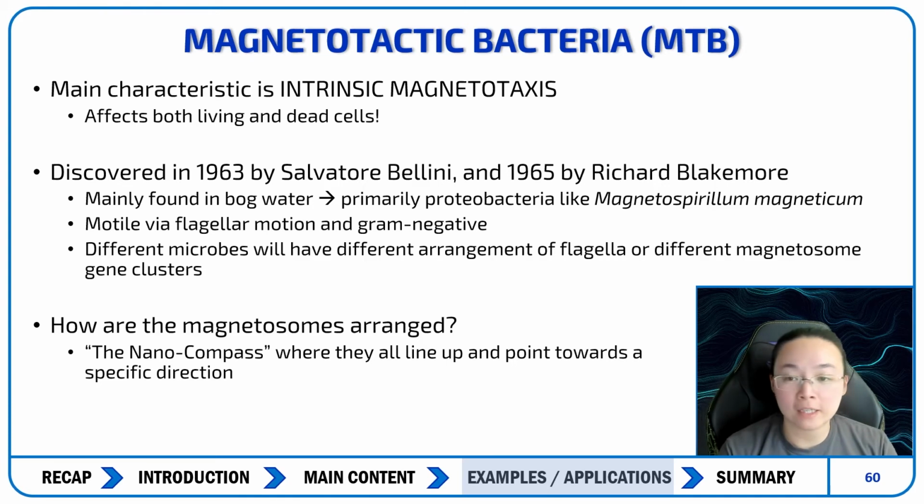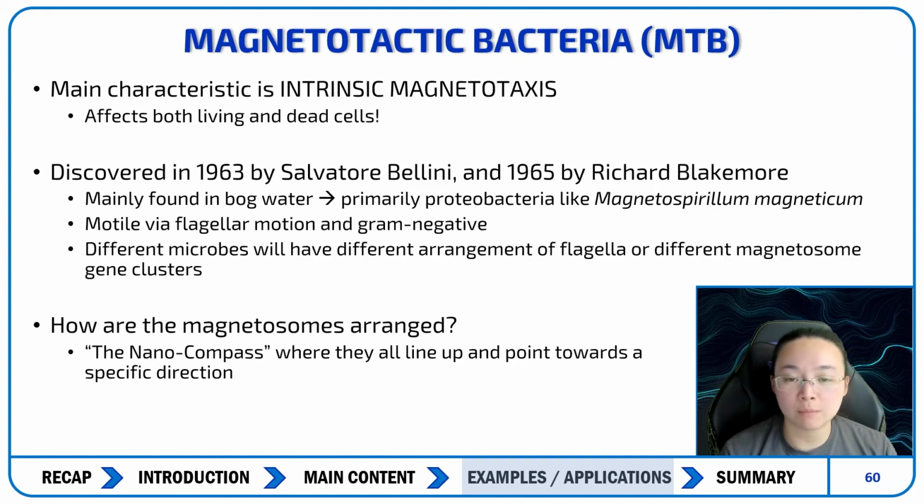It was discovered in 1963 by Salvatore Bellini and also in 65 by Richard Blakemore. They basically found these types of bacteria within bog water, and it was primarily proteobacteria like Magnetospirillum magneticum. So how does it move? It moves through flagellar motion, and also most of these are gram-negative organisms. The different MTBs are going to have different arrangements of flagella or different types of magnetosomes within their gene clusters.